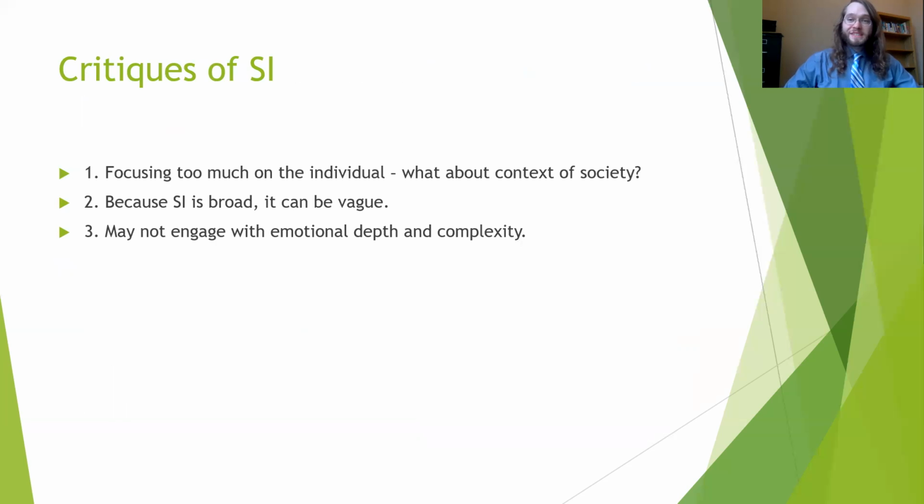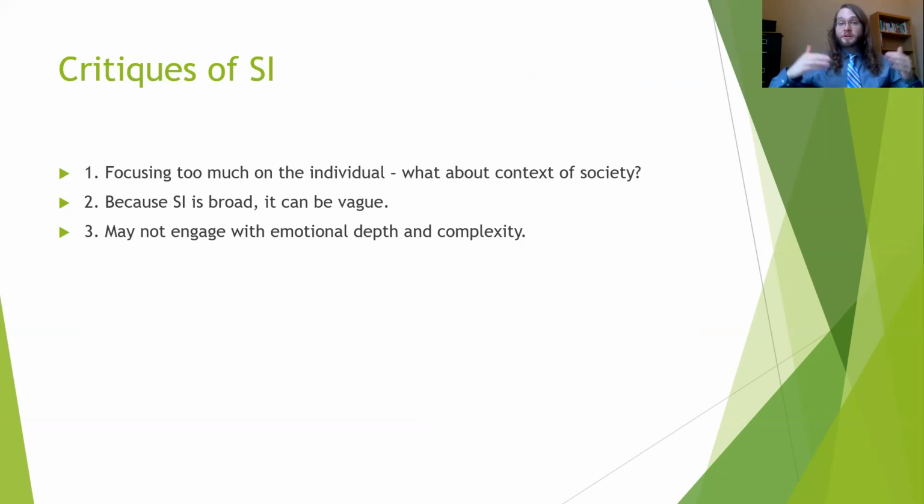Every theory in this course has some critique and pushback. Some critiques of symbolic interaction suggest that it's too focused on the individual and how the individual creates meaning through self-concept, right? But doesn't focus as much on society and how society creates this idea of a self more broadly.